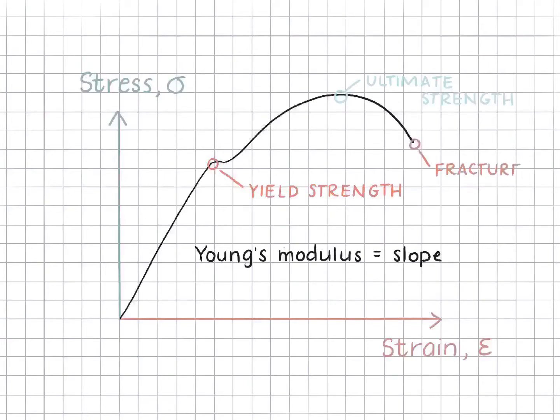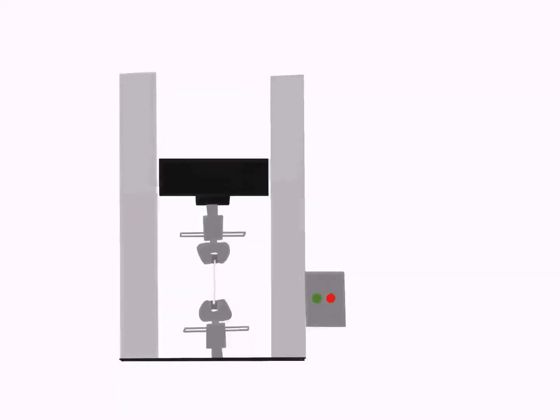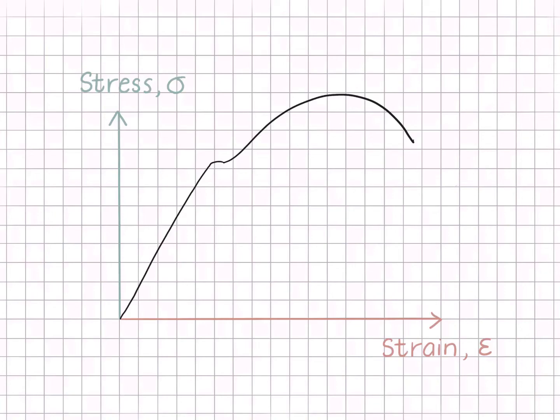Our graph continues to slope downward until we reach the fracture point. And this is when the material actually breaks completely in half. So at this point in our tensile testing machine, our two ends of the material are completely split apart and are not even connected. The material has completely broken.